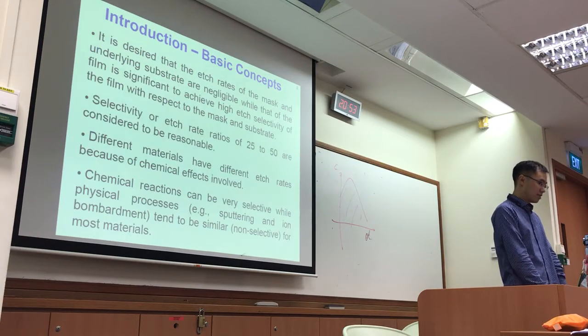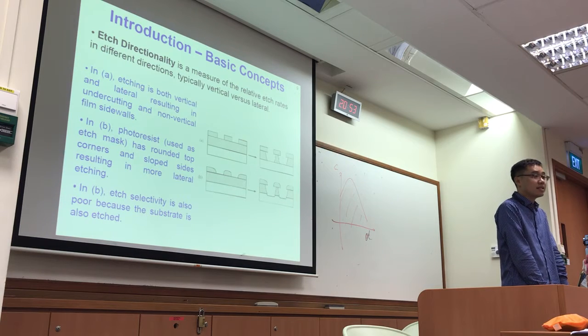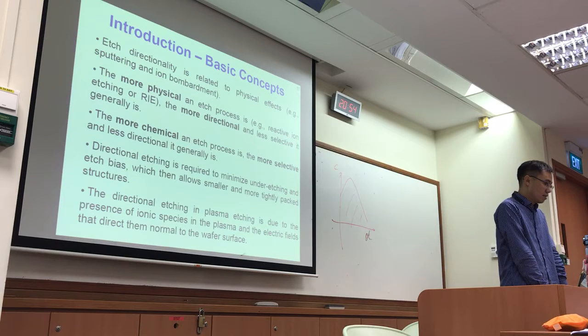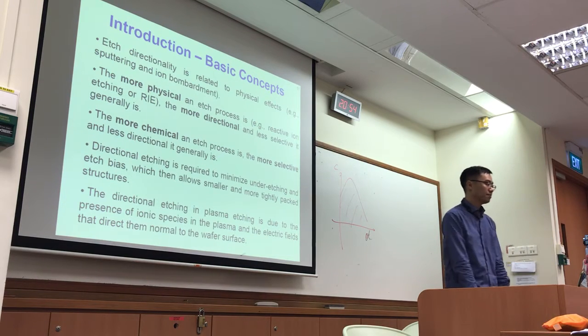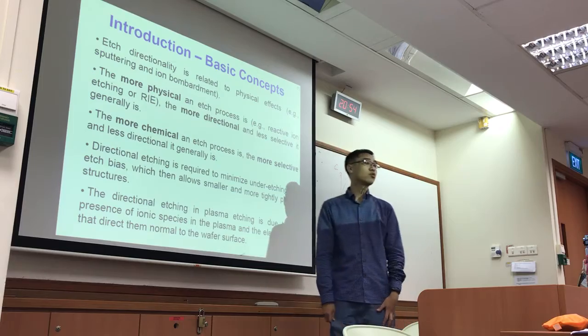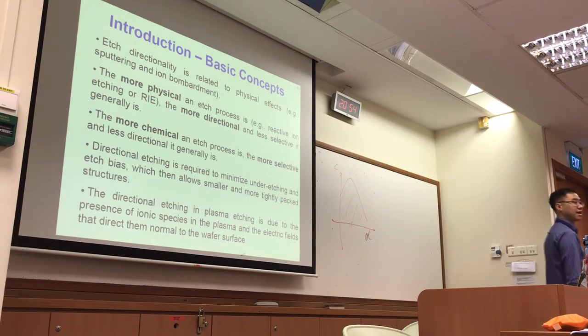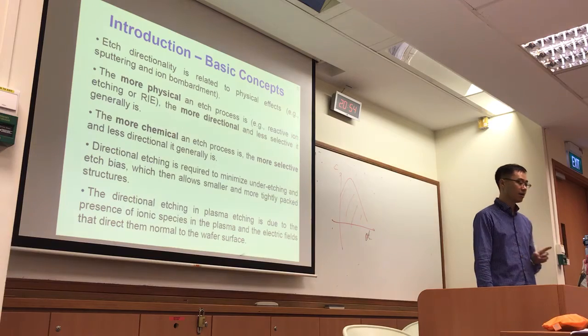Selectivity and directionality, and first, the degree of anisotropy. What is anisotropy? What is the directionality? And then we talk about the plasma. You have to know what is plasma. In a plasma, what is the mixture of the gas? What are the components in the plasma? How do we generate the plasma?